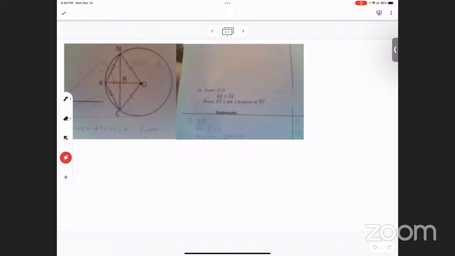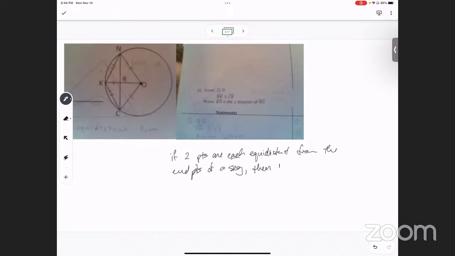I guess I'll read that one more time. If 2 points are each equidistant from the endpoints of a segment, then the 2 points determine the perpendicular bisector of that segment.